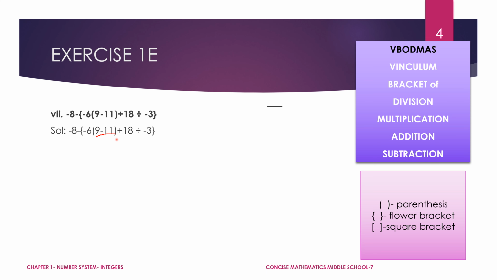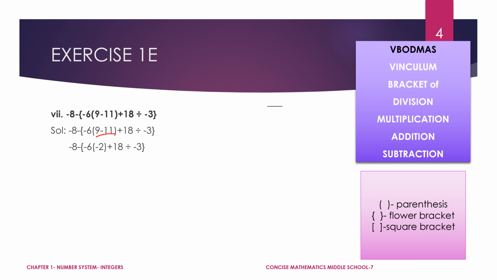So when you solve this, one is having positive sign, other is having negative sign. Just put the bigger number sign. 11 is having minus sign. So minus 2. Right? Now we have solved the parenthesis. Next move on to the flower braces. Where do you have a flower braces?